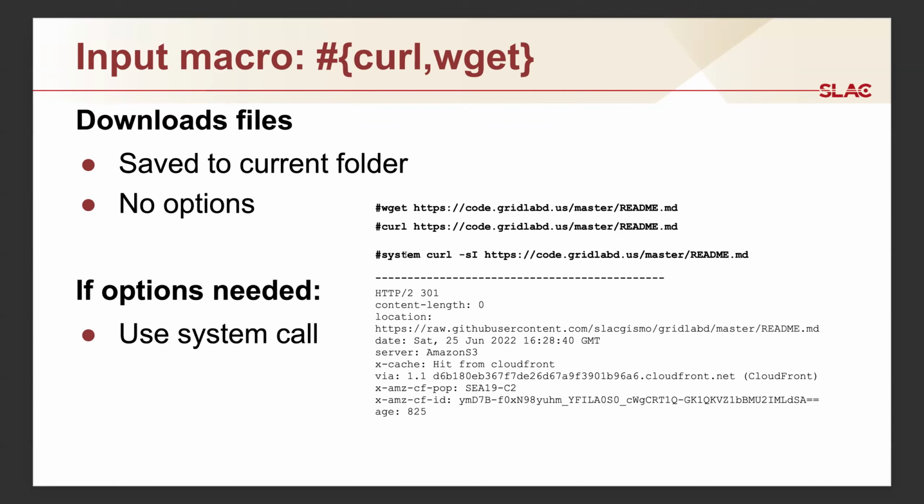If you want to use those options, you should use the system macro to directly call the command itself, and then you can set the options you want, as is the case in this example, where you see a request to get the header information for a specific file. So this is just something to keep in mind, that these macros are not actually calling the function installed on your system, but just using an internal mechanism for retrieving files from the internet.